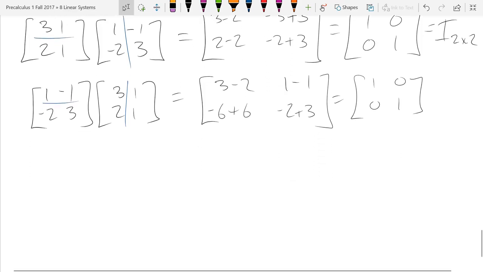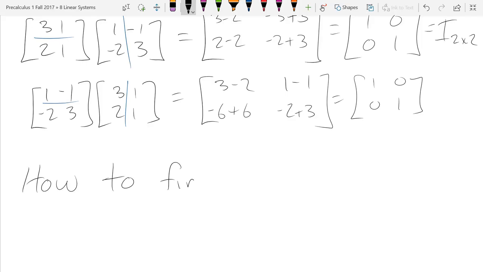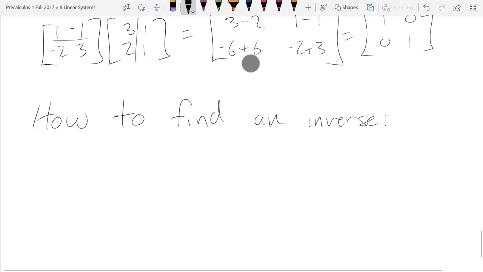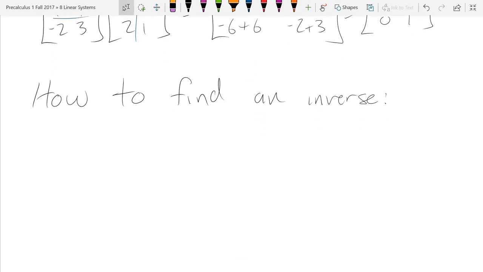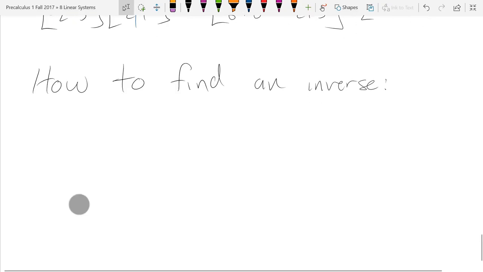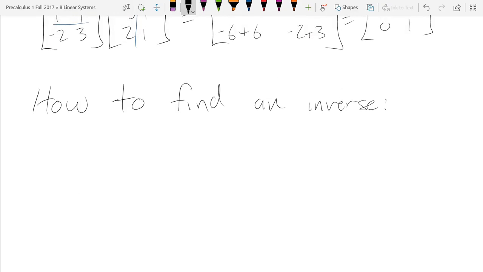So now we're going to look at how do you find this matrix? How do you find the inverse? There is an easy way to detect if a matrix is going to have an inverse, and that's the determinant, which we'll do in the next section. But right now, I'll just give you matrices that have inverses. So we don't have to worry about will it have it or not. So what you do, inverse for an n by n matrix.